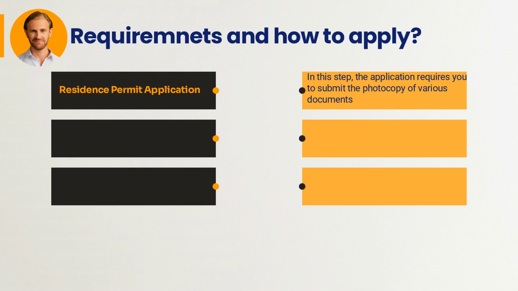In this step, the application requires you to submit photocopies of various documents such as passport, visa, proof of income, certificate of enrollment, proof of accommodation, which can be your rental contract or a hospitality letter, medical insurance that you are able to show later when you go for fingerprints, marca da bollo stamp, and finally the application fee.